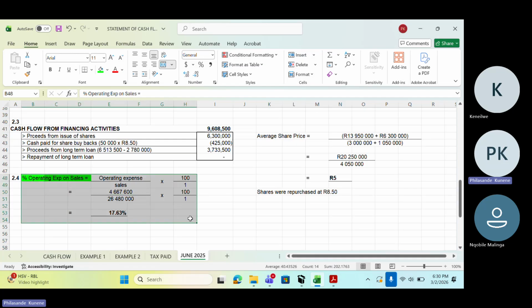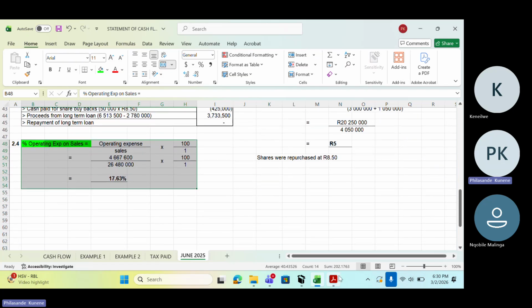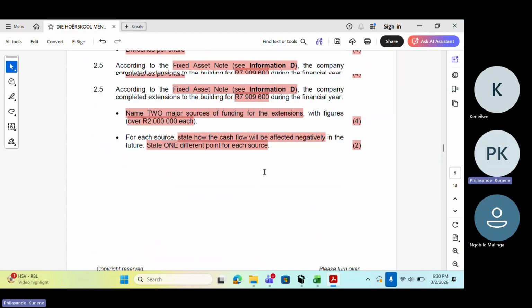Sometimes we'll ask you to calculate and interpret. What does this mean? It means 17.63% of sales goes towards the expenditure. That is the meaning of the ratio. Okay, thank you on that.